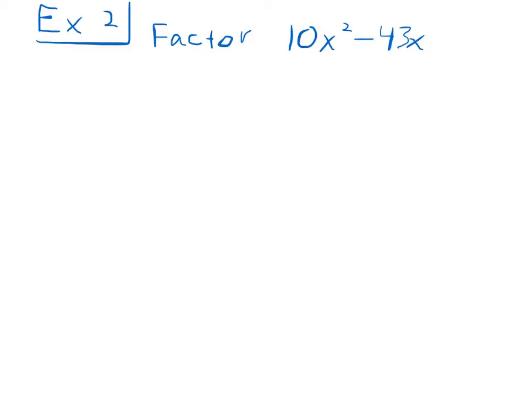Okay, example 2 says to factor. Let's see, let's do 10x squared minus 43x plus 28. Okay? Alright, first thing I need to do is look for a GCF. So I'm going to start with 10. What are all the factors of 10? Well, 1 and 10, 2 and 5.